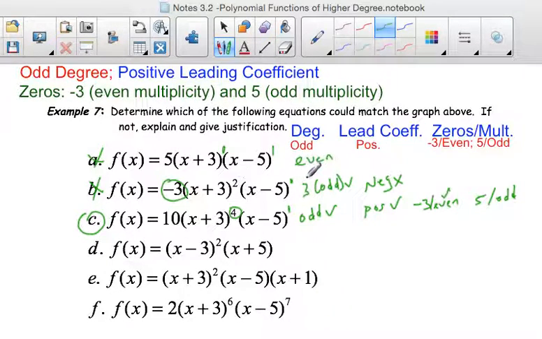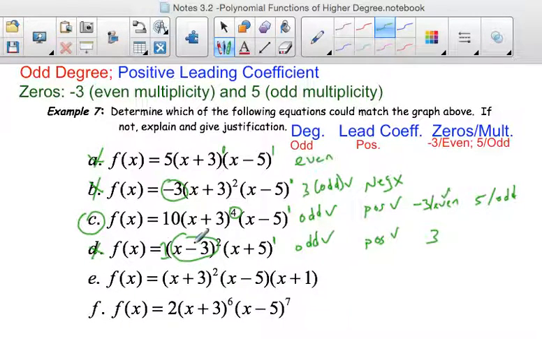Let's take a look at letter D. Letter D, if we look at the degree, it's going to be 2 plus 1, which is 3. So odd degree, that's good. Leading coefficient, nothing's written here. That means it's a 1, and that's a positive leading coefficient. The zeros that we have are at 3, not -3. So because of this factor right here, we can eliminate letter D because this graph would have zeros at 3 and -5 instead of -3 and 5.